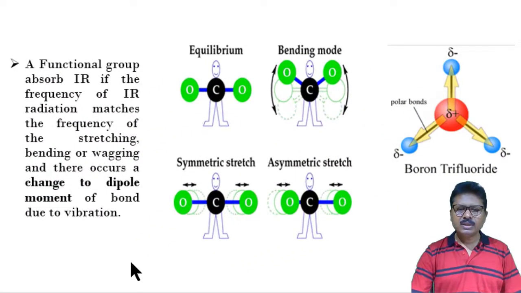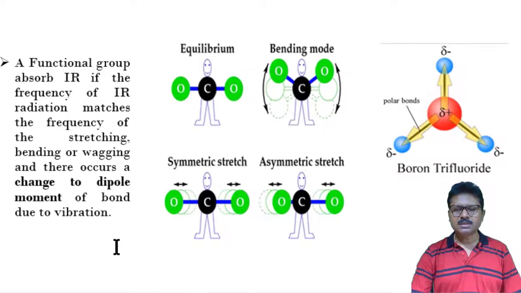Now a particular functional group, rather we can say the molecules with a particular functional group, absorb IR radiation if the frequency of IR radiation matches the frequency of the stretching, bending or wagging of the bonds, and if there is a change of dipole moment due to the vibration of the bond, then the exciting IR radiation will be absorbed by the molecule. Now trying to explain how the change of dipole moment occurs.